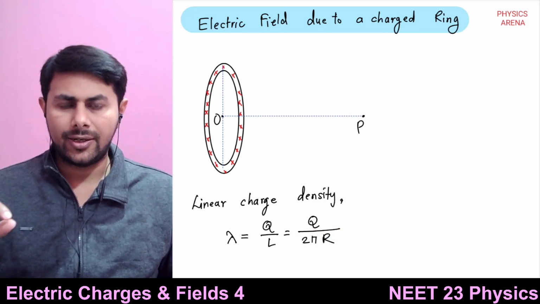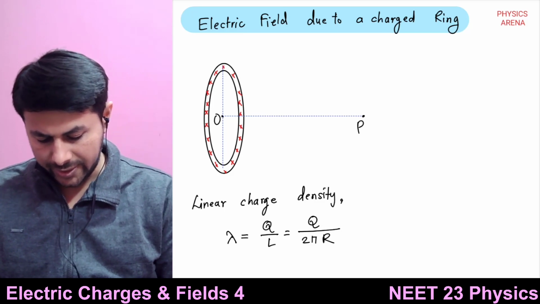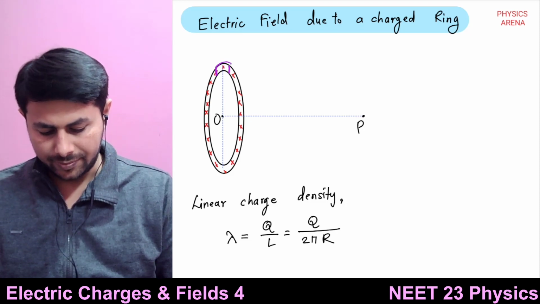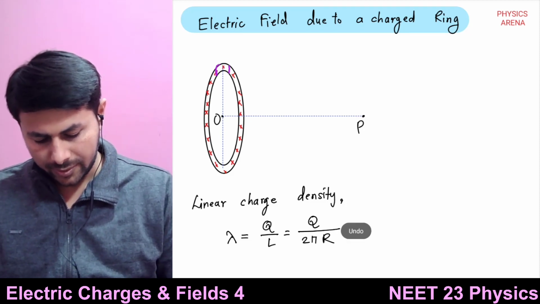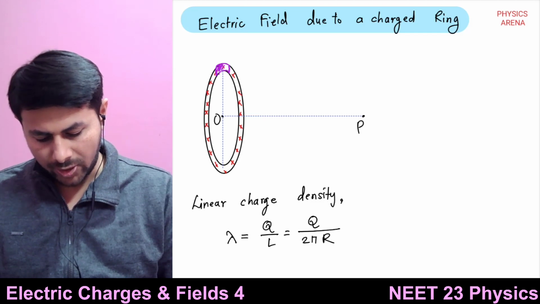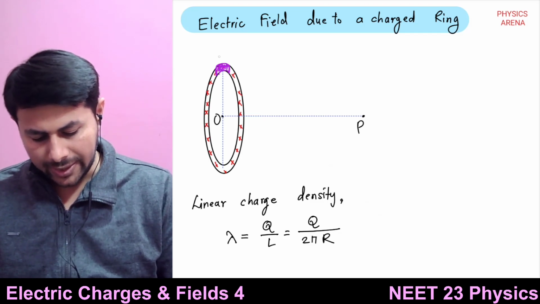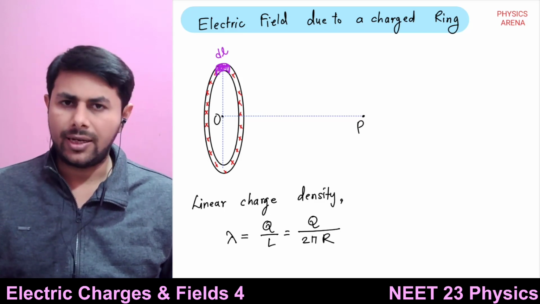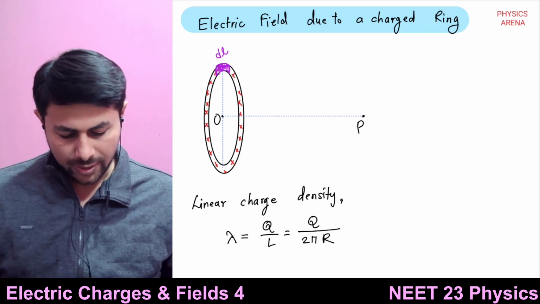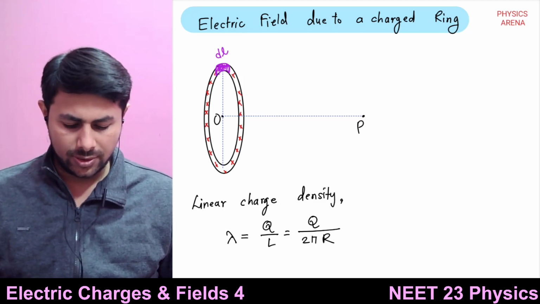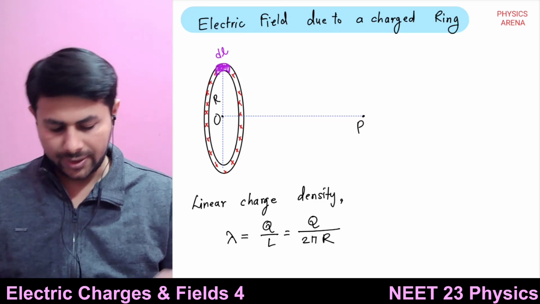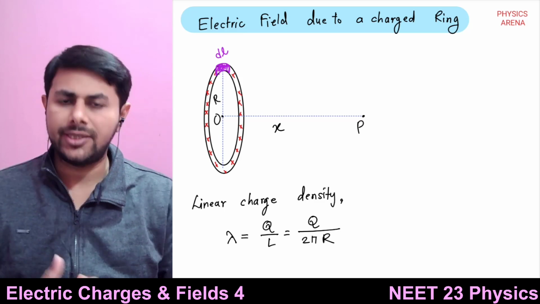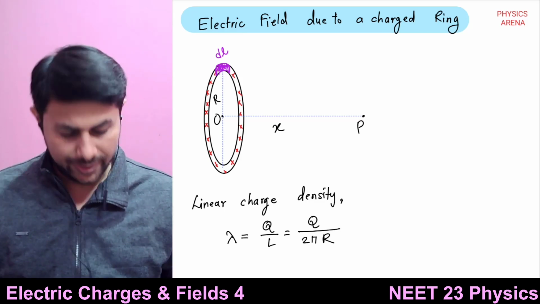Then we'll take a small length element. So let's take a small length element. Let's consider it here. This is our small length element having length dl, and charge on that length element would be what? Lambda times dl. Now suppose capital R is the radius of this ring, x is the distance of point P from the center of the ring.